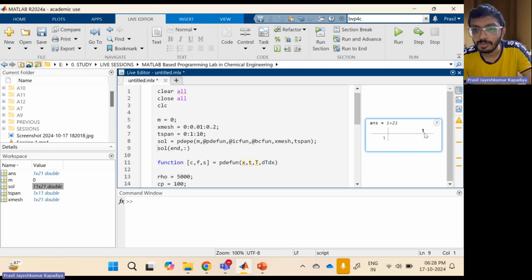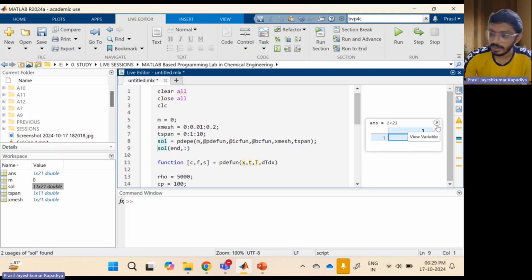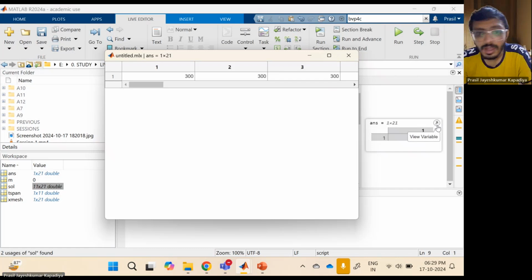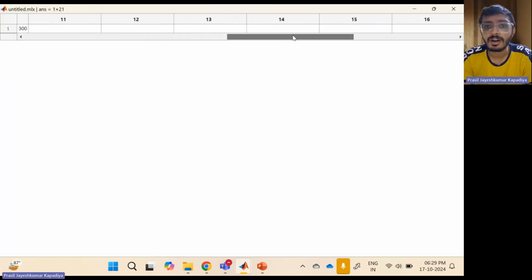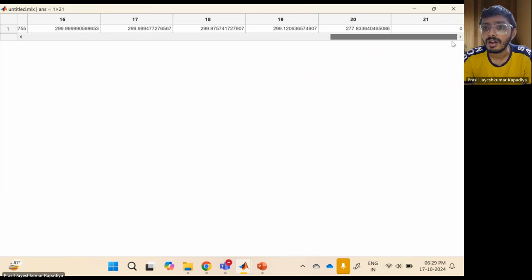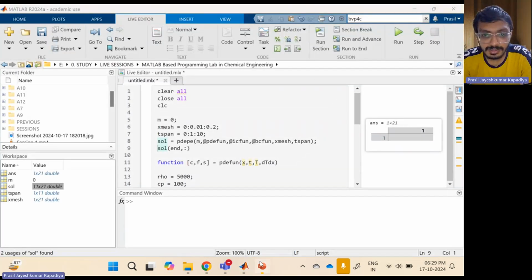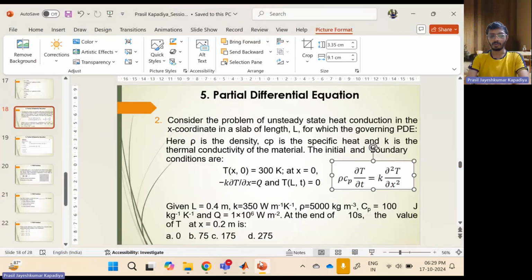So that is coming out to be 0 only. Okay, so my correct answer is, oh no, sorry, it's not 0. I'm sorry, it is 300. No, not 300. It is 277. Okay, so the nearest integer is 275. So my correct answer is 275.